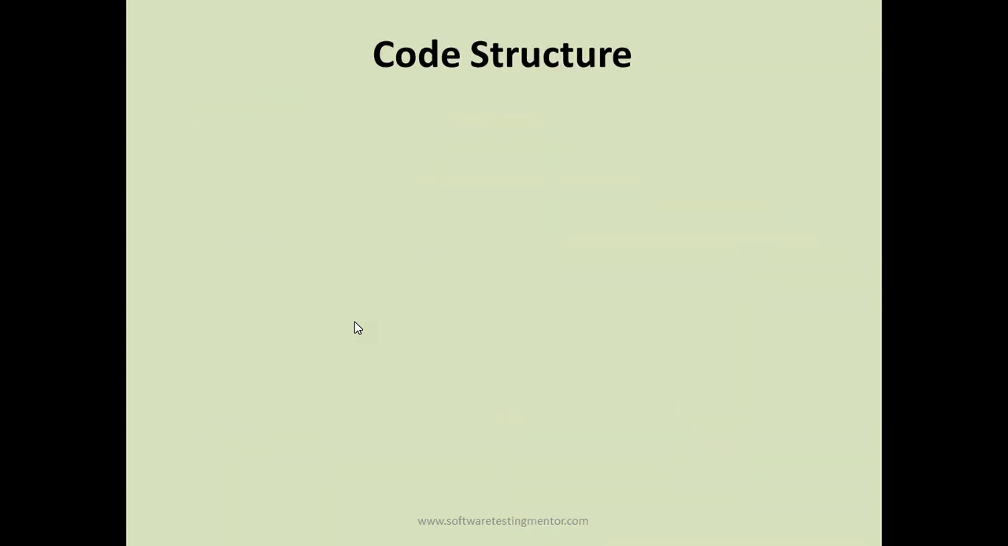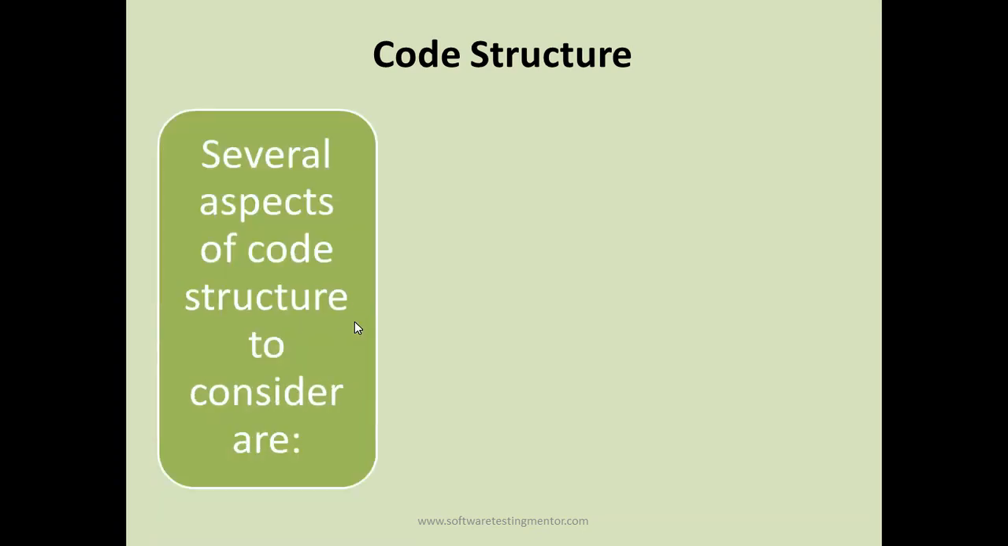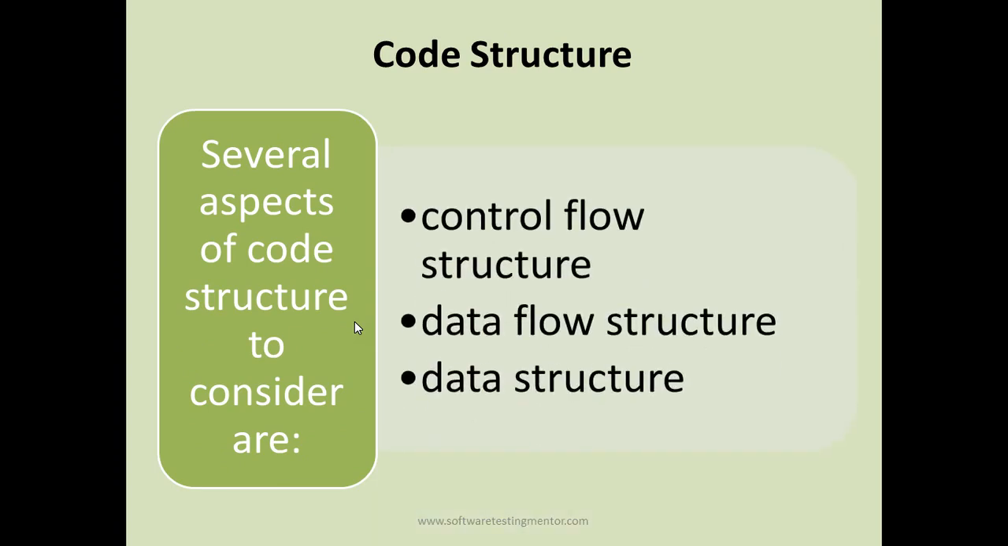Then the third feature that is provided by a static analysis tool is the code structure. It provides information about the code structure as well. Several aspects of the code structure to consider are control flow structure, data flow structure, and data structure. These are the different aspects that you need to consider, and all of them are provided by your static analysis tool.